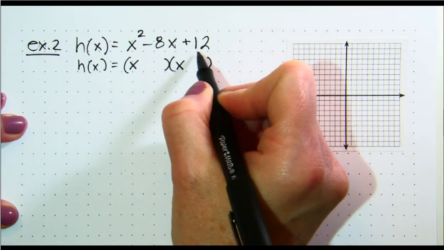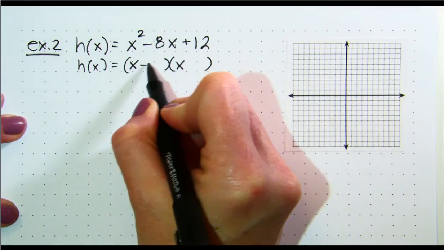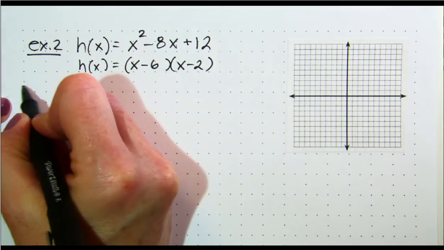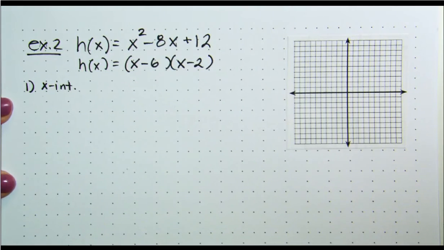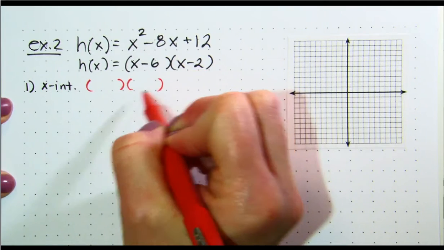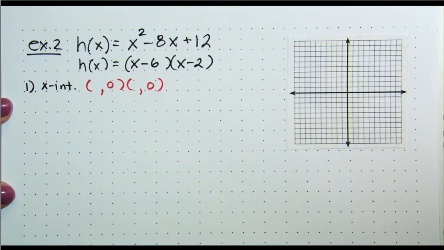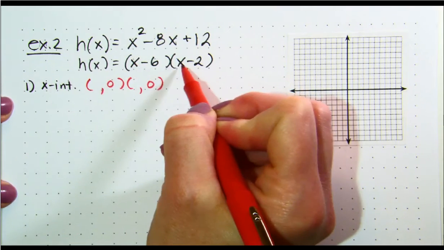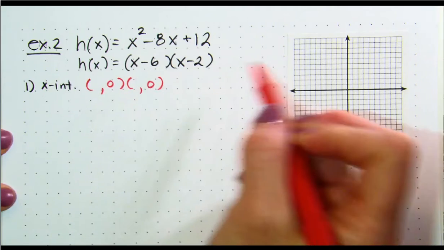I need my two numbers to multiply to make 12 and add to make -8. So it's -6, -2. Just gives you a little factoring practice. And then we're just going to go through our steps. So step 1 is to find my x-intercepts, right? So then I know my y's will be 0. So I'm just going to substitute my y with a 0 and figure out what the x is.